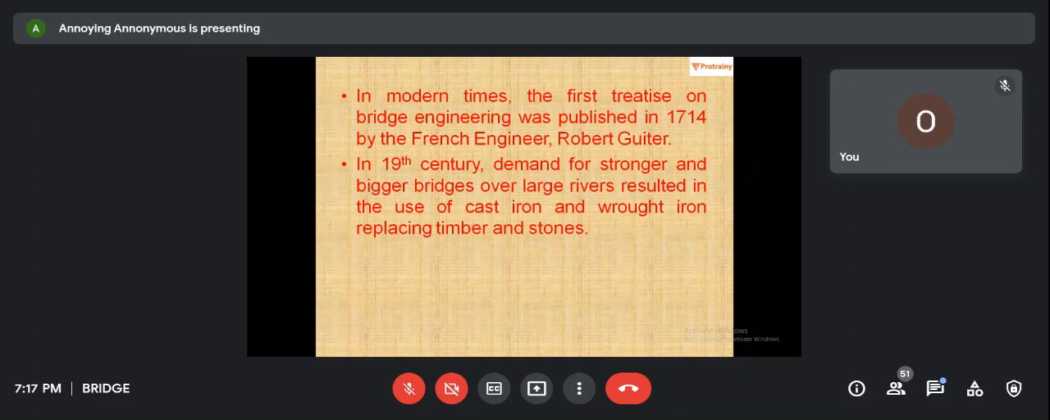This is a brief history about the evolution of bridges.